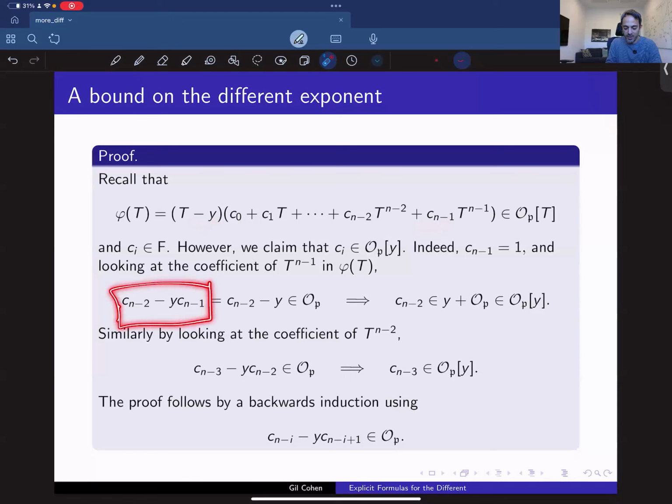So anyhow, you got that this thing is in OP, because the coefficients of phi are in OP, and c_{n-1} in this case is actually 1. So you got that c_{n-2} minus y is in OP, which means that c_{n-2} is in y plus OP. Just move it to the other side. So it's y plus a constant, a function in OP. But in particular it's some polynomial in y with coefficients in OP. A very simple one, but you can do that.